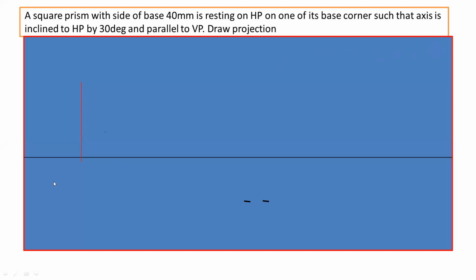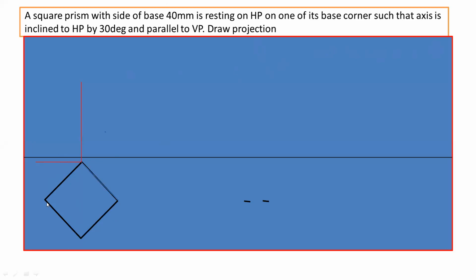So to start the projection, you draw one parallel line at some distance. You can take 10 mm or 20 mm distance. Okay. And from this point, draw the 45-degree line and then complete this square with the given dimension 40 mm. Okay.